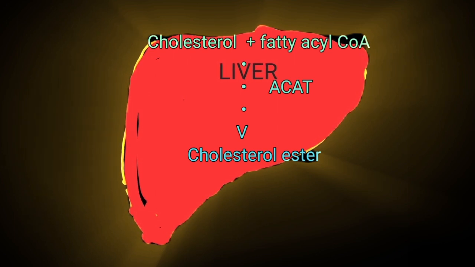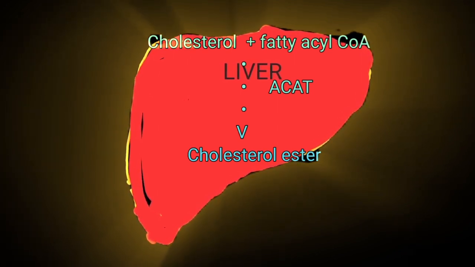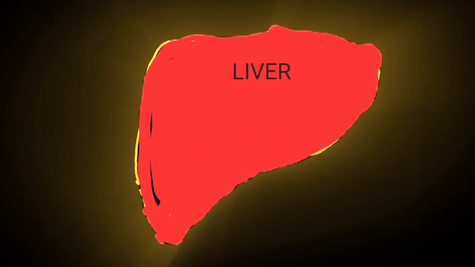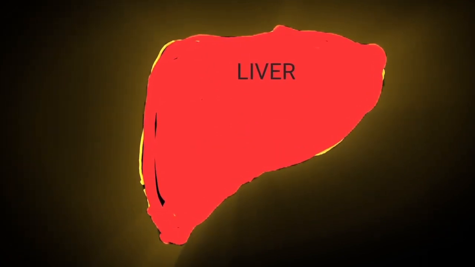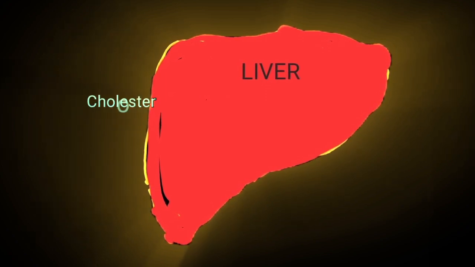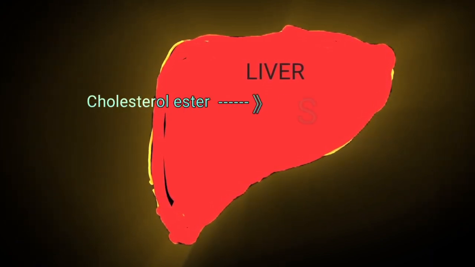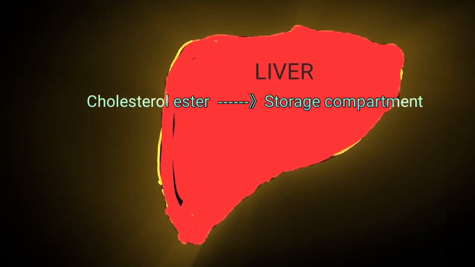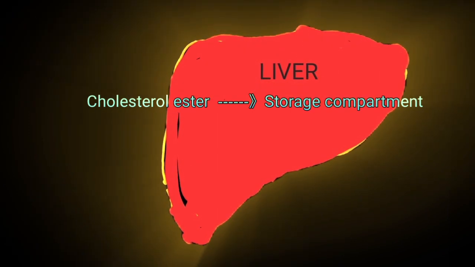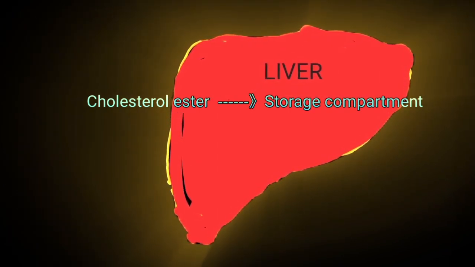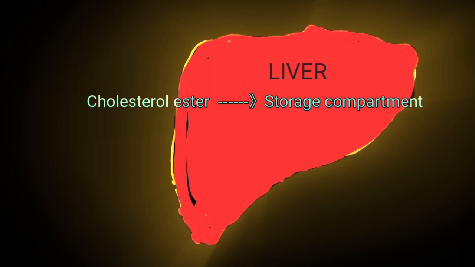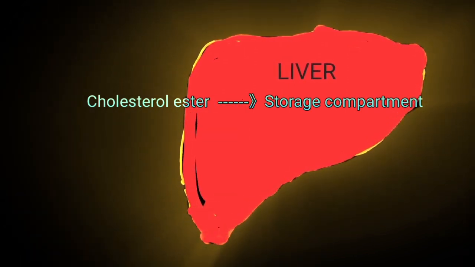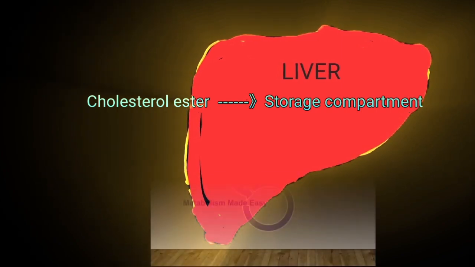By esterifying cholesterol and packaging it in special storage vesicles, ACAT can contribute to the reduction of free intracellular cholesterol within the liver. Stored cholesterol esters in the liver can be later used for the liver's own metabolism, such as the synthesis of bile salts.